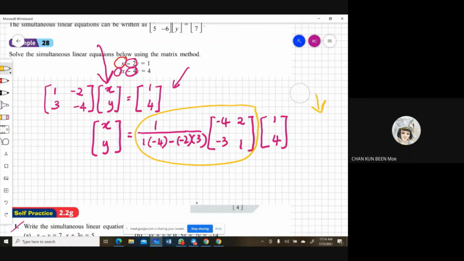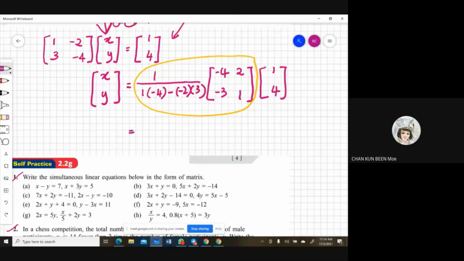Okay, so let's continue solving it. One more thing to bear in mind when you solve it also. So let's see. This part here. Negative 1 times negative 4 is negative 4... Okay, negative 4. Negative 2 times 3 is negative 6. So this is negative times negative 6. It becomes negative 4 plus 6. Negative 4 plus 6 is 2. Okay, so this is 1 over 2, which is done already.